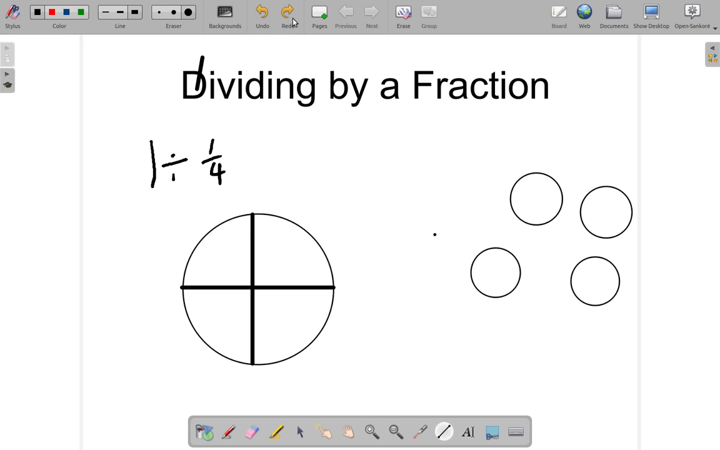When I say 1 divided by a quarter, the question I'm asking is, how many quarters are there in 1? I am seeing 1, 2, 3, 4 quarters. So 1 divided by a quarter is 4. It's the same as 1 multiplied by, instead of 1 over 4, 4 over 1. I mean 1 over 1 times 4 over 1. So instead of 1 divided by 1 over 4, I'm saying 1 multiplied by 4 over 1. So 1 times 4. So it seems like when you have a number divided by a quarter, you take the numerator and multiply it by the reciprocal of the denominator.